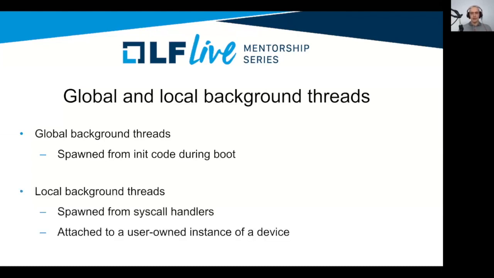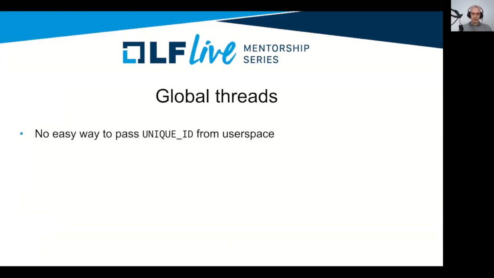But then you have something that I call local background threads. And these are the threads that spawn from syscall handlers. And let's say you're opening some device file, and inside the syscall handler for this device file, a new thread that handles this particular instance of this device file is created. And KCOV makes a distinction between those. So for global threads, there is no easy way to pass these IDs from threads to user space or from user space to threads. So what we do is we use predefined IDs.